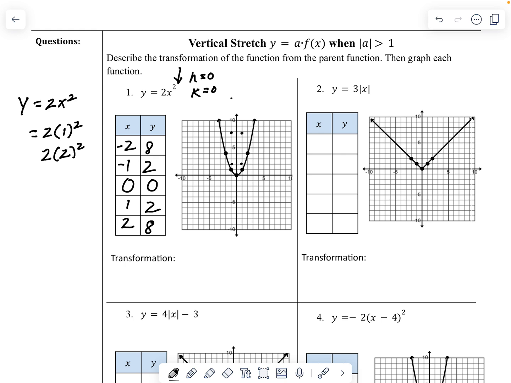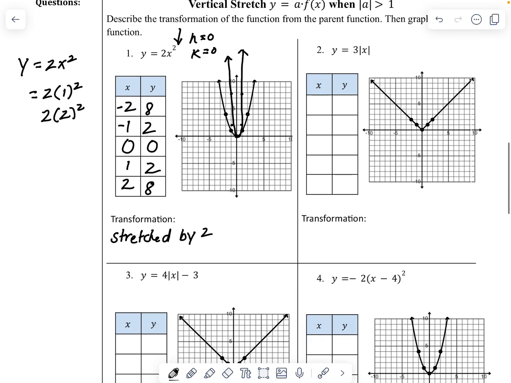So what you're going to find out is the greater the number, the closer your function is going to get to the y-axis. So our transformation is stretched by 2, okay?